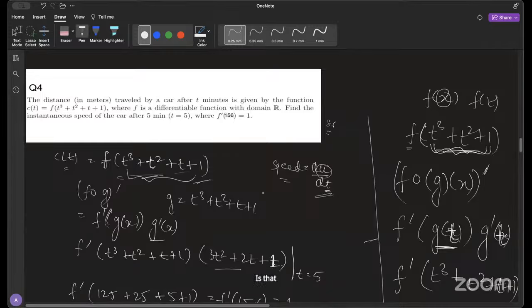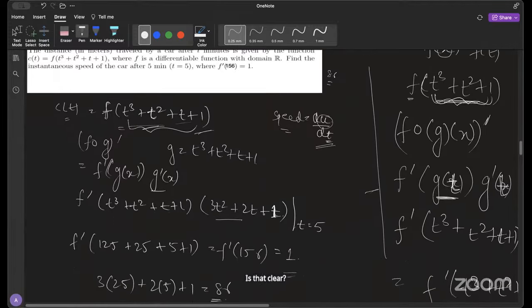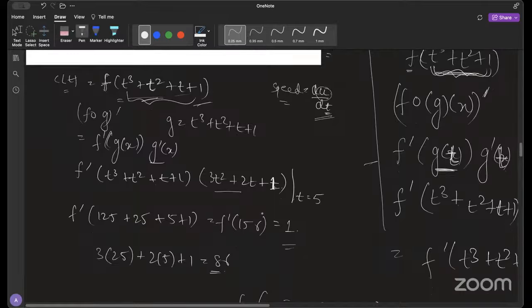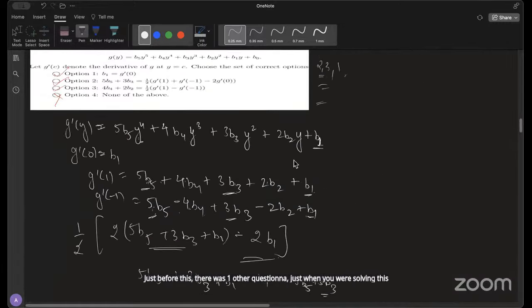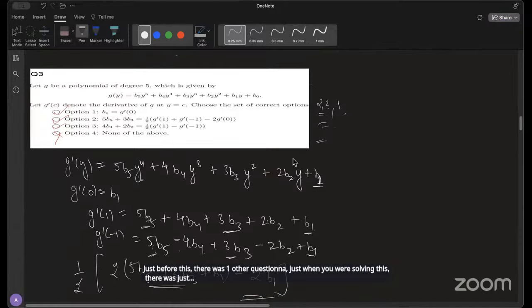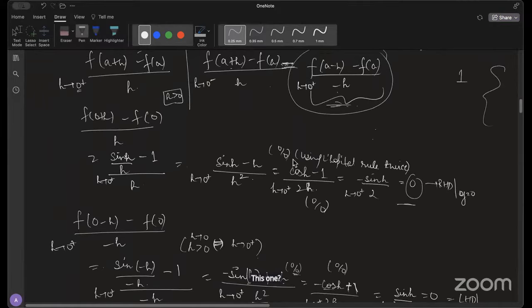Is that clear? Does anyone have any other doubt? No, ma'am. Okay. Then just before this, there was one other question. Just when you were solving this, there was just before this. This one? Just before this. Yeah.